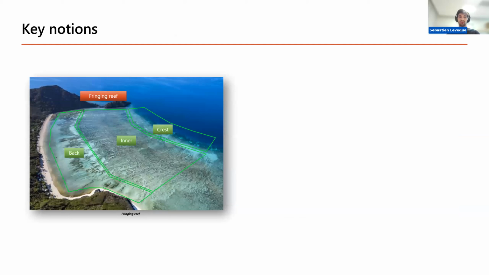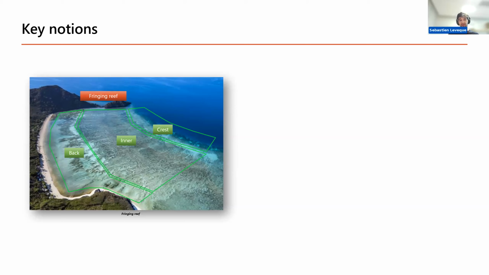Our study will focus on a typical reef, which is called the fringing reef. And this kind of reef is divided in 3 compartments: the crest of the reef, which is near to the open sea; the inner reef, which is right in the middle, closer to the shore; and then you have the back of the reef, which is really right next to the beach itself.